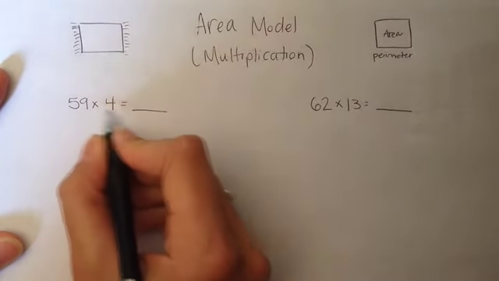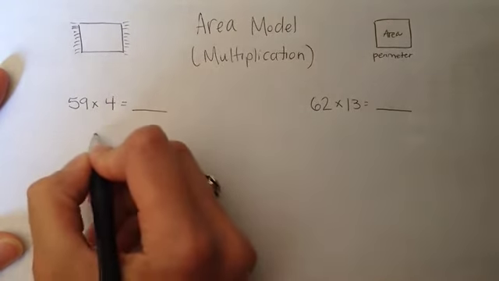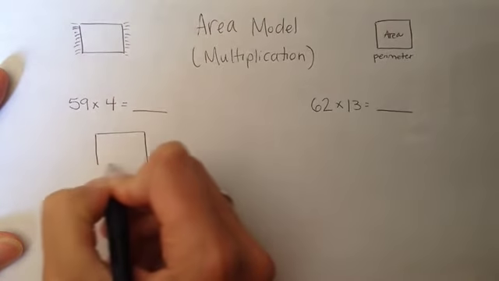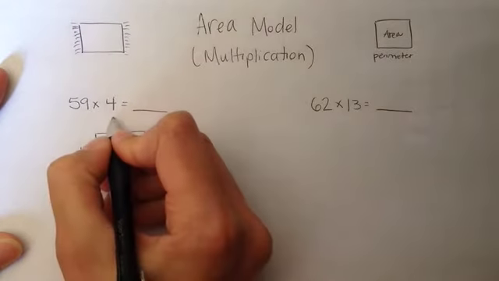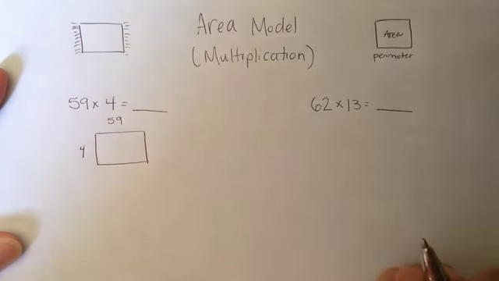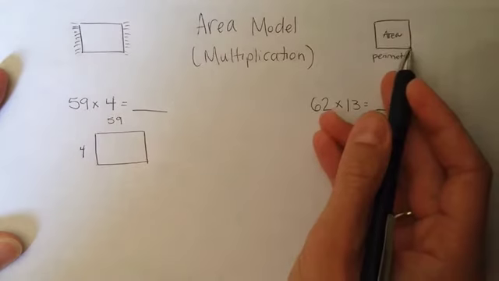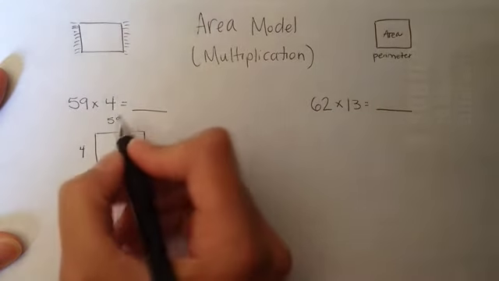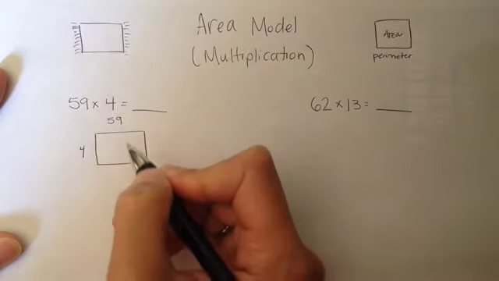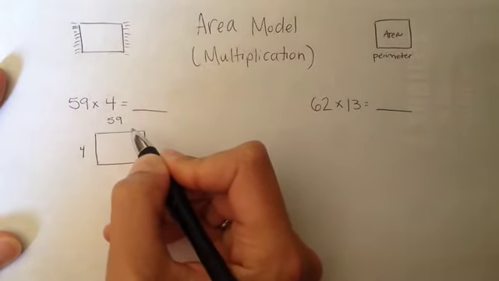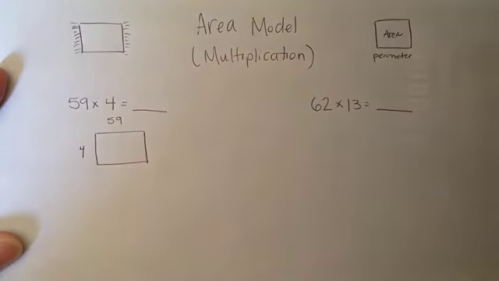So first we start out with 59 times 4. We draw a box first, and then we'll put 4 on one side and 59 on the other side, just like we would if we were thinking about doing the area of a rectangle. So here, doing 4 times 59 is a little bit difficult, but I can break 59 down in a way that makes it easier to work with.